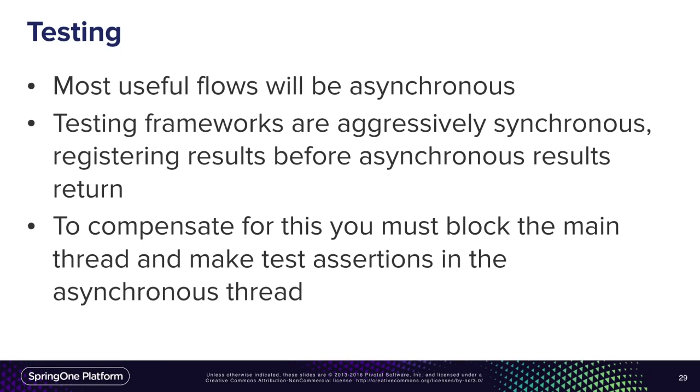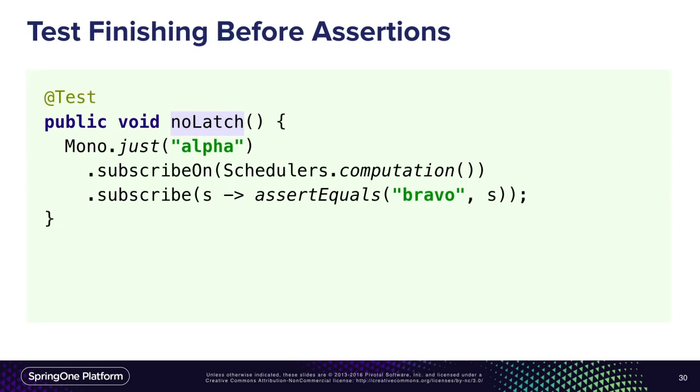So the problem that we have is that we're in an asynchronous mindset, but testing frameworks such as JUnit are aggressively synchronous. They want to get things done as soon as they can, main thread, get it done. So we need to allow for that. And the way we allow for that is by blocking the main thread and making test assertions on the asynchronous thread. We'll take a look at that.